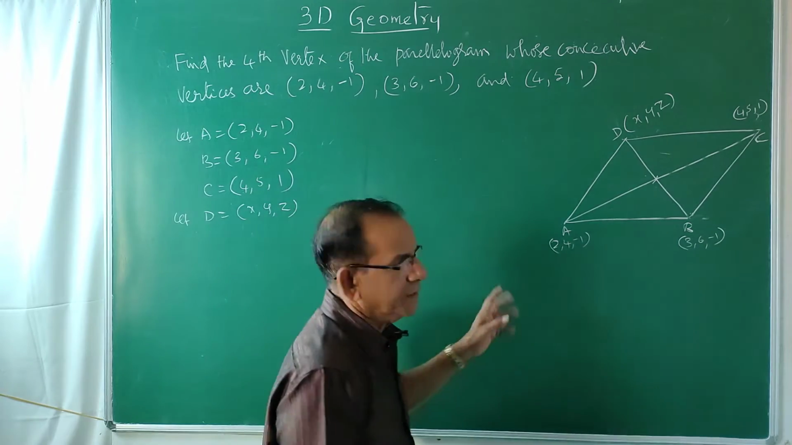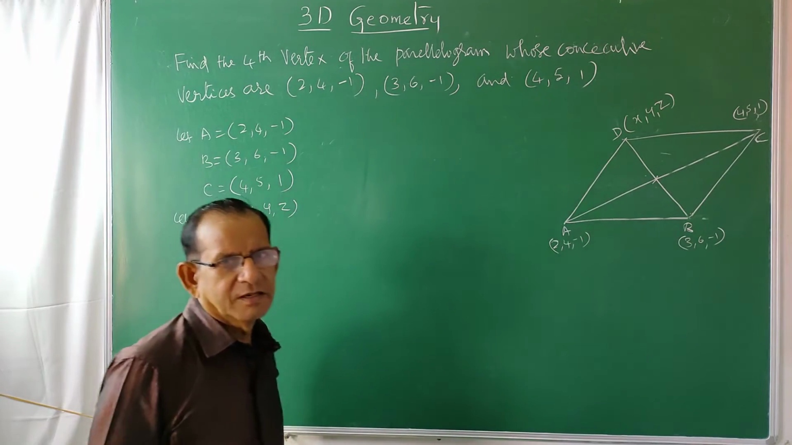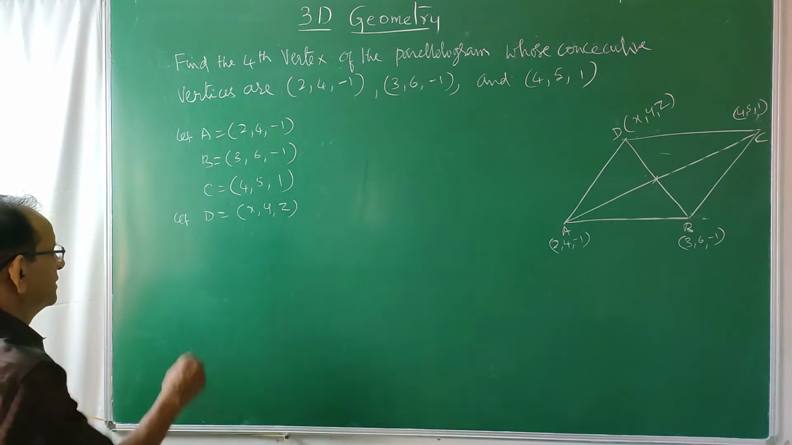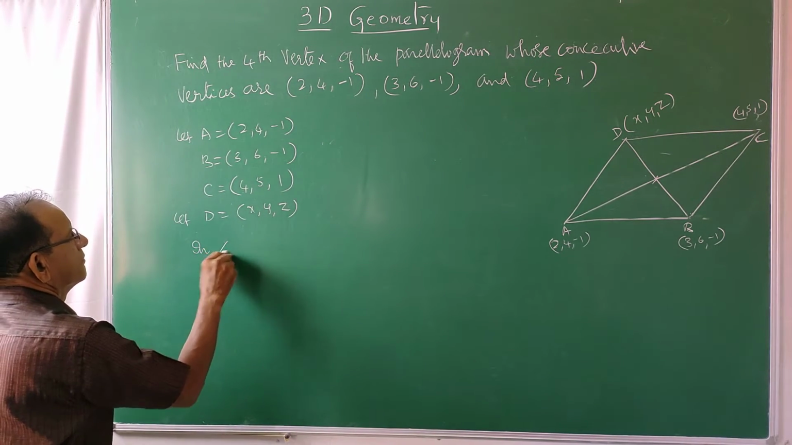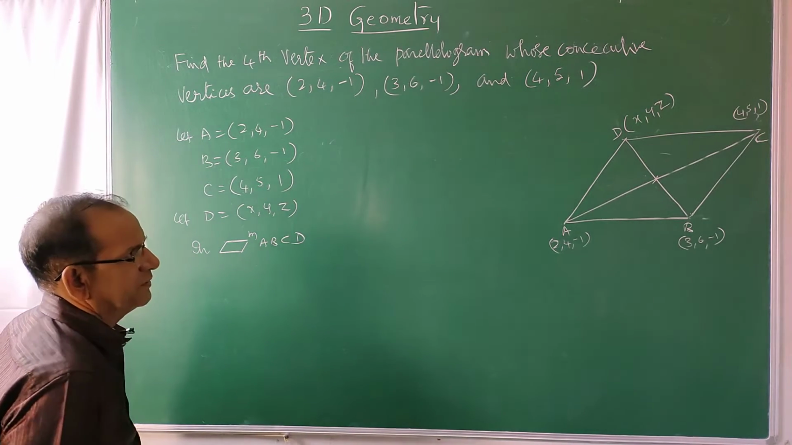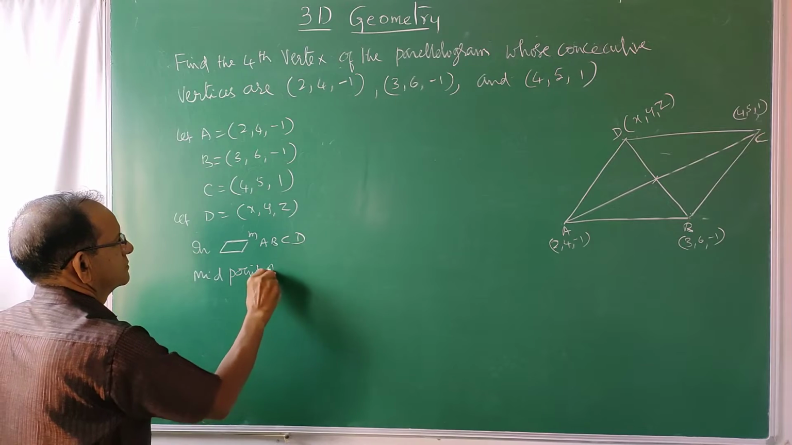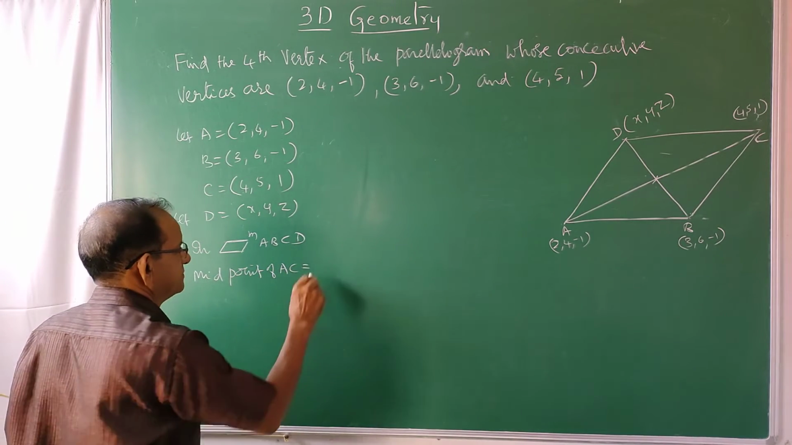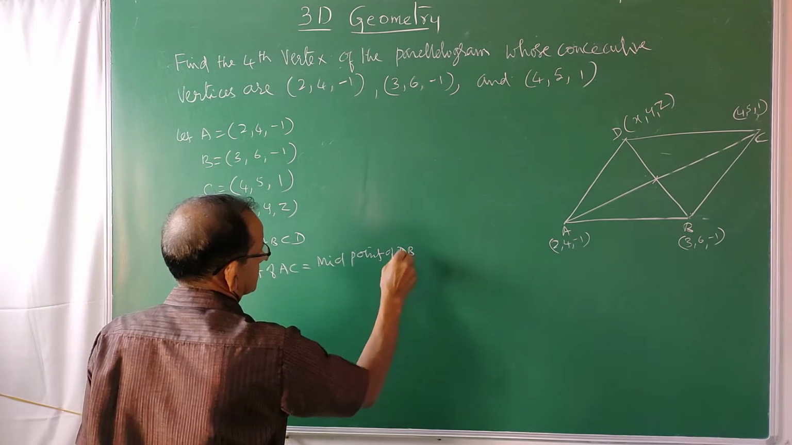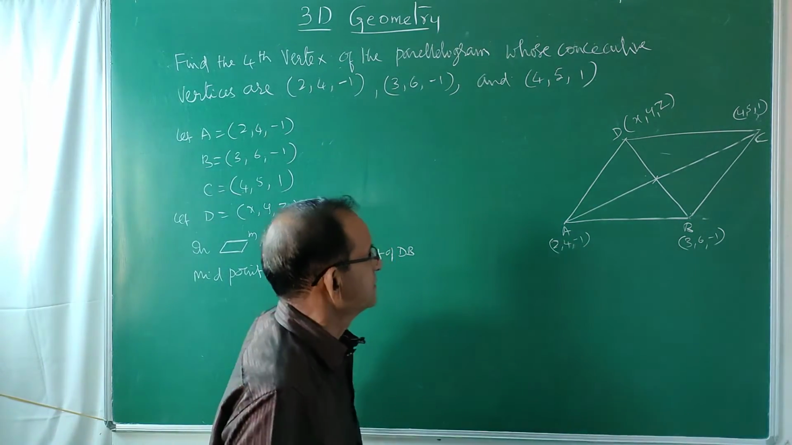Now, in any parallelogram, the diagonals bisect each other. That means midpoint of AC must be equal to midpoint of DB. In parallelogram ABCD, midpoint of AC is equal to midpoint of DB, because they bisect each other. So what is the midpoint of AC?